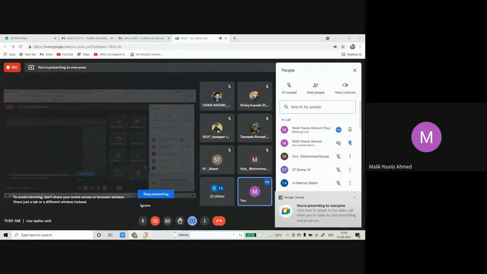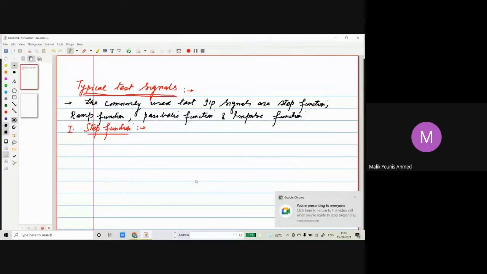Okay. Anyway, let's start. So we'll be doing revision of the typical test signals. So next is our typical test signals, the commonly used test signals. We know they are step, ramp, parabola and impulse. So first is the step function. We already know, we have studied in network analysis about the step function.